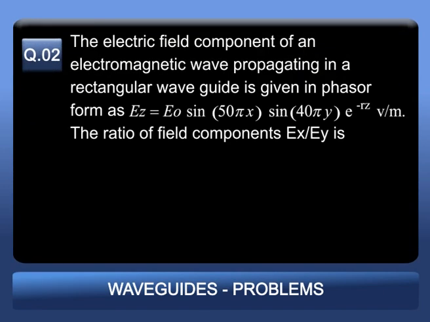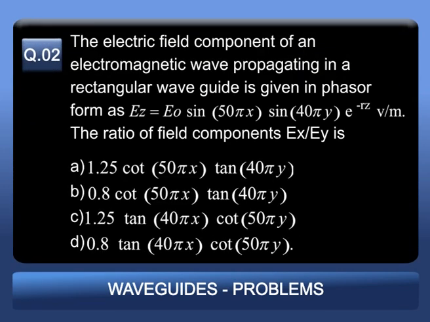Problem 2. The electric field component of an electromagnetic wave propagating in a rectangular waveguide is given in phasor form as Ez = E0 sin 50πx sin 40πy e^(-γz) volt per meter. The ratio of field components Ex to Ey is: option A 1.25 cot 50πx tan 40πy, option B 0.8 cot 50πx tan 40πy, option C 1.25 tan 40πx cot 50πy, option D 0.8 tan 40πx cot 50πy.